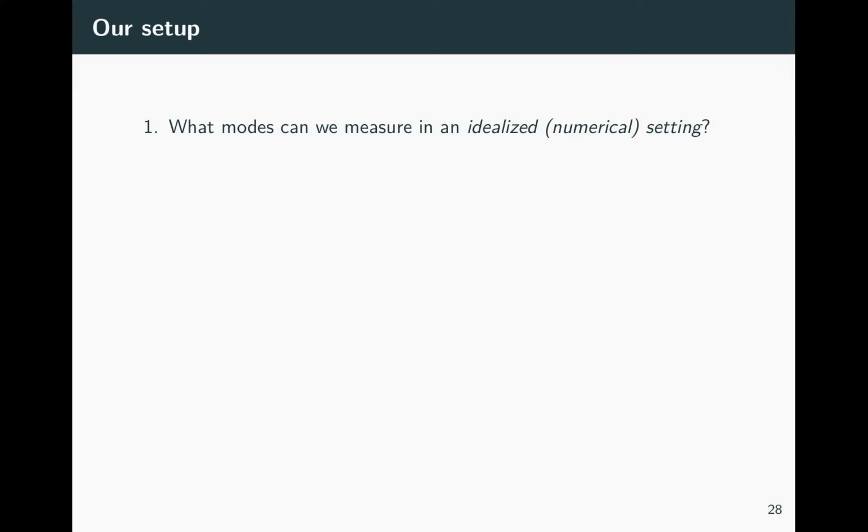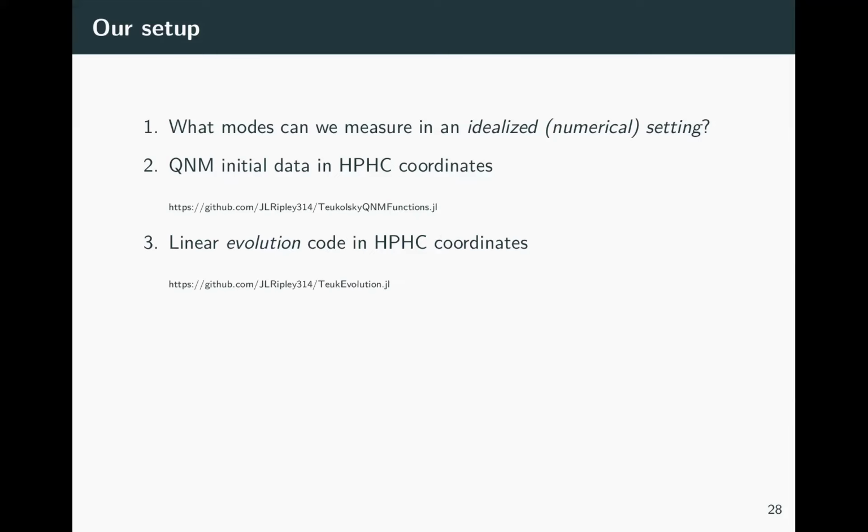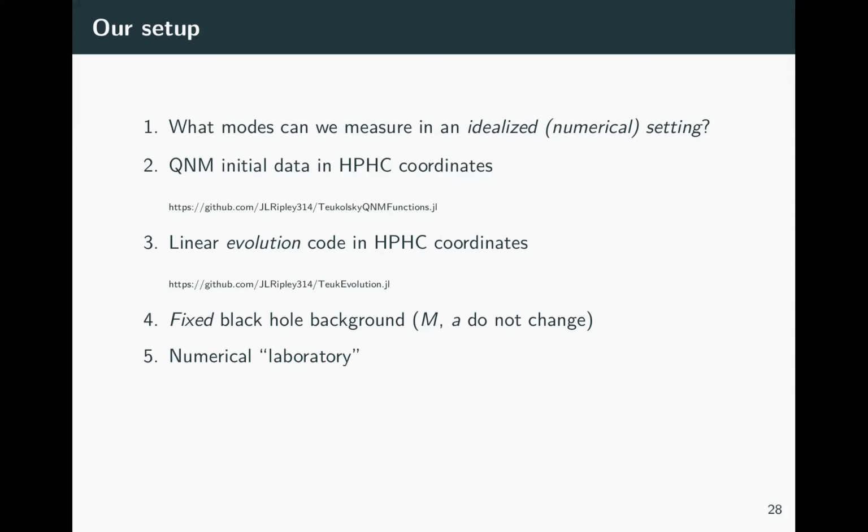So what can we measure in an idealized numerical setting? We're going to use these HPHC QNM initial data. I mentioned the QNM code already. We're going to use that to generate initial data for our linearized Teukolsky solver. We're going to evolve the Teukolsky equation in time. So we're going to have a time domain code as well that will also use HPHC coordinates, the same ones that the QNM code's using. In particular, the background's going to be fixed. Mass and spin don't change. We can think of this like a numerical laboratory.